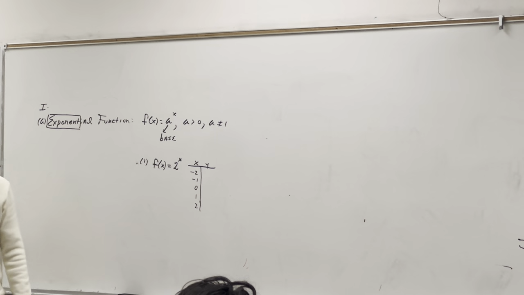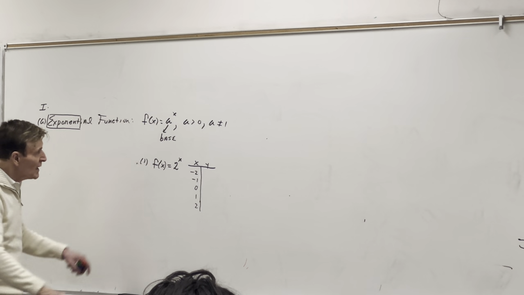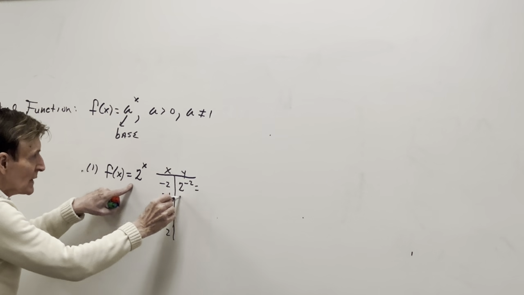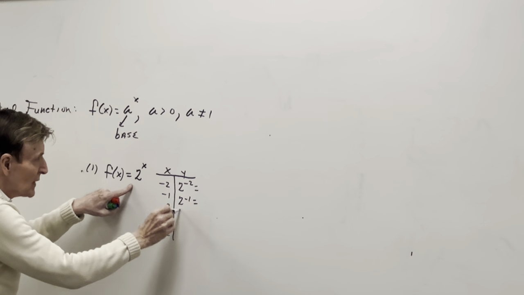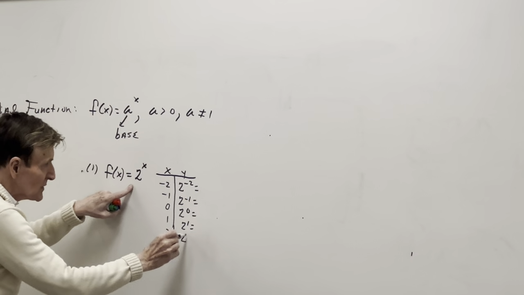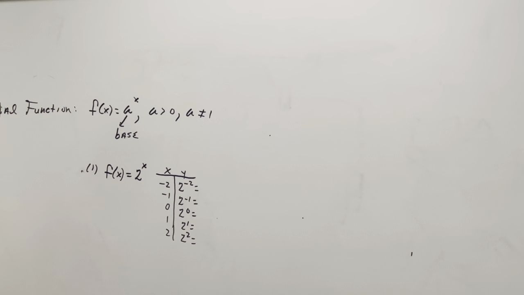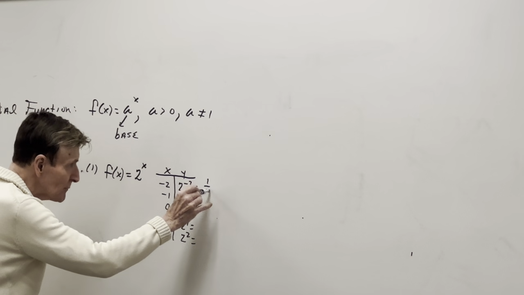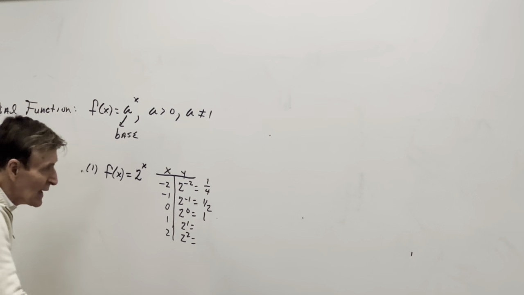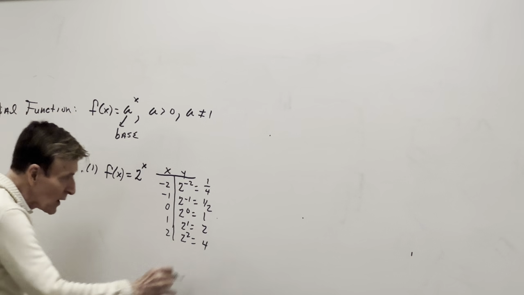Is the shape a parabola? No. Is the shape a square root graph you saw earlier? No. Let's see what the shape is. I'll use -2, -1, 0, 1, 2, and you can create other numbers if you wish. 2 raised to a -2, we all know, is 1/4. Here's 1/2. Anything raised to 0 is 1. This is a 2. This is a 4.